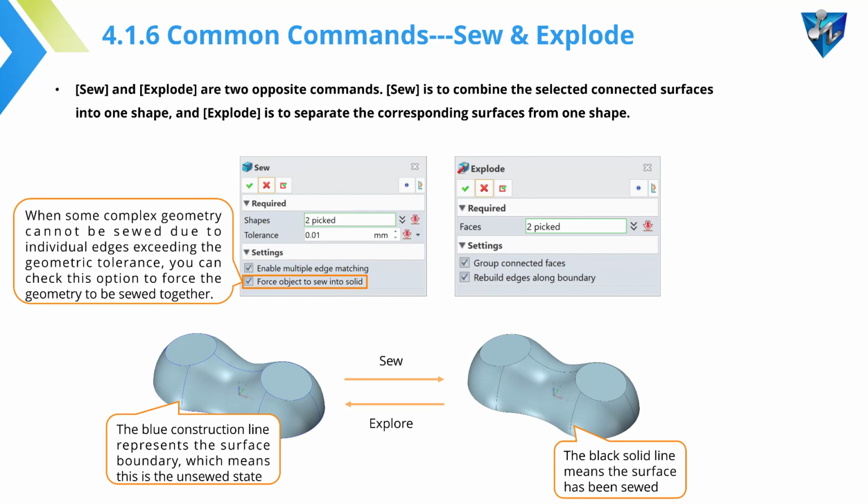Next, I will introduce a pair of opposite commands. They are sew and explode respectively. The sew command is very frequently used in daily design. The basis for judging whether a surface is sewn is whether the surfaces have blue construction lines. If they do, it means the surfaces are not sewn. If the surfaces have gaps that exceed the tolerance, we can check this option to force the surfaces to sew together. The explode command is to explode the solid into many surfaces.